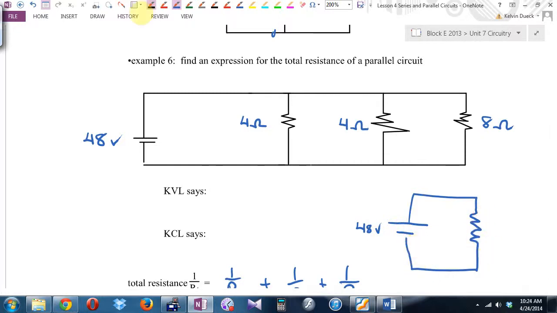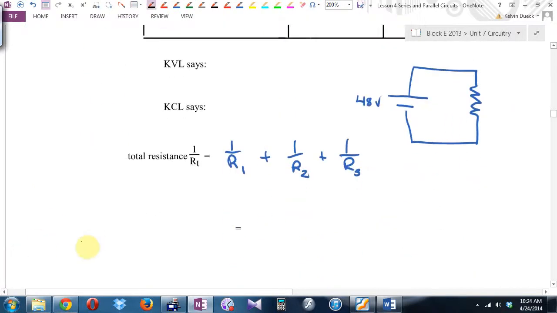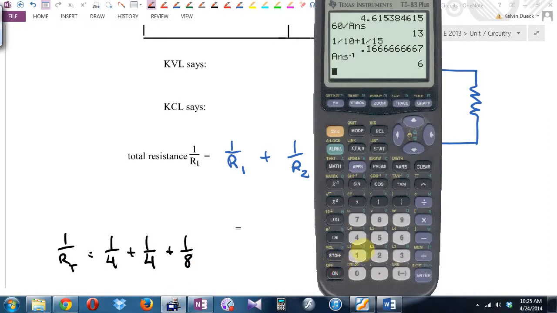How do I find R total? I can't. What I can find is 1 over R total, which is going to be 1 over 4 plus 1 over 4 plus 1 over 8. On your calculator, go 1 divided by 4 plus 1 divided by 4 plus 1 divided by 8 and hit equals. That is not our total, but you should try it, please. 0.625, yes? That's not the total resistance, that's its reciprocal.